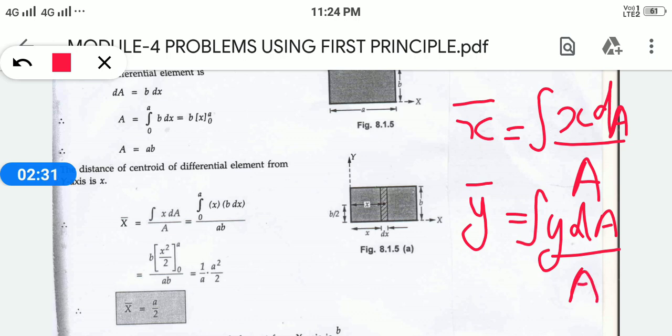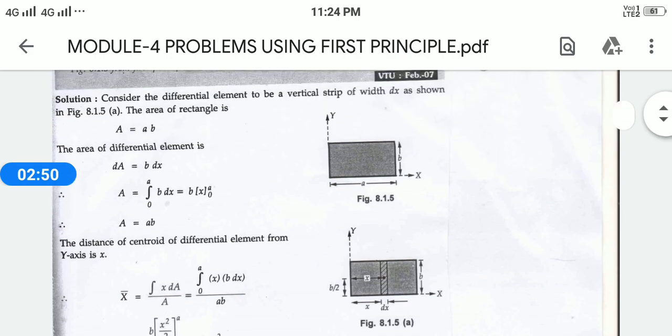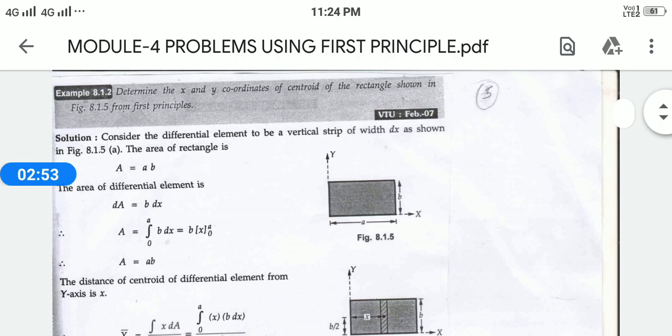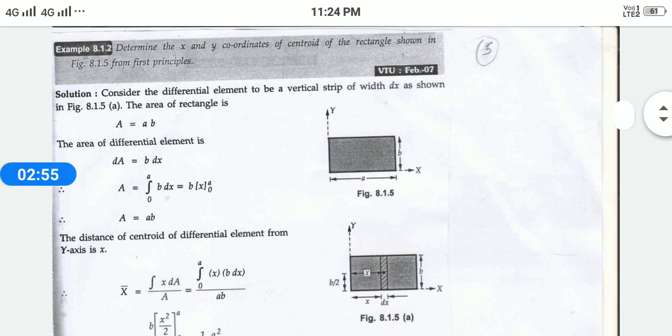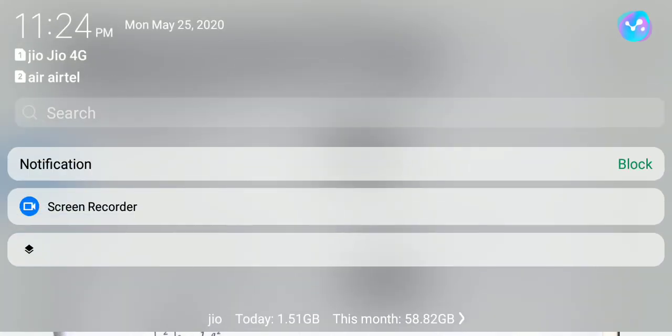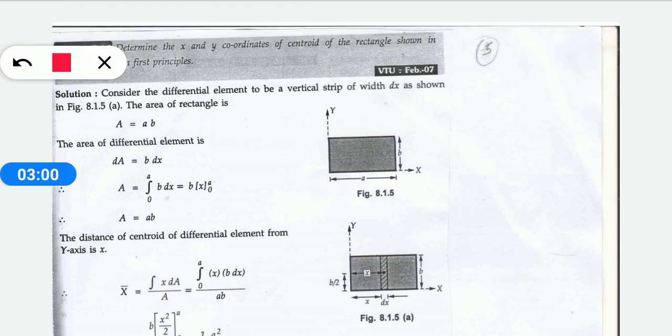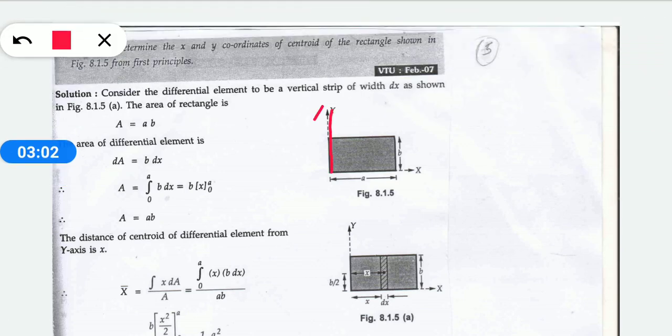So the things we need to find at the starting are dA and A, and afterwards we need to know about x and y. After knowing everything, you can substitute that in the formula and get your x bar and y bar values easily. So for the first sum, it states it's a rectangle. When you see the diagram itself, it shows it is a rectangular element. In the diagram, you have to see where your x and y axes lie. It is in the corner.